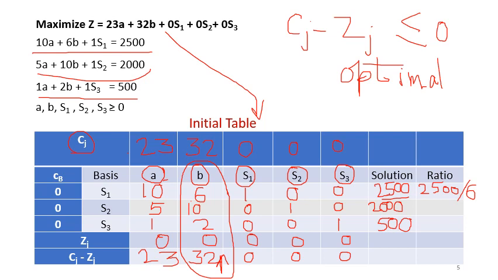Similarly, for the second row, the solution is 2000 divided by, what is the key column element? 10. So 2000 by 10. And similarly for the third row, it is 500 divided by 2. So we have 2500 divided by 6, 2000 divided by 10, and 500 divided by 2.